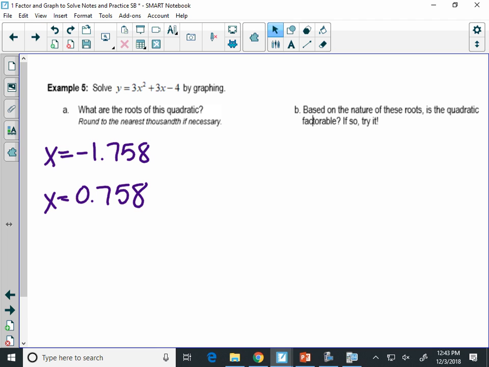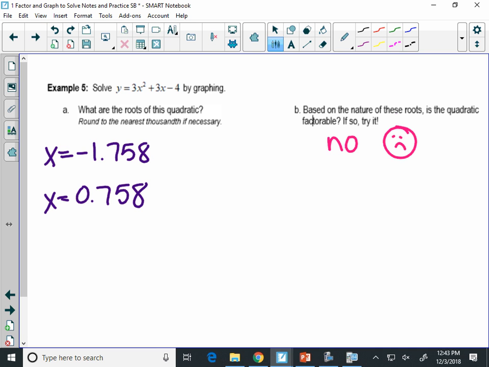So, if I have these two X-intercepts, are those rational or irrational numbers? They're irrational, so do you think you can factor this quadratic? No. Why not? Because it's irrational, and when I factor things, I can only get rational roots.